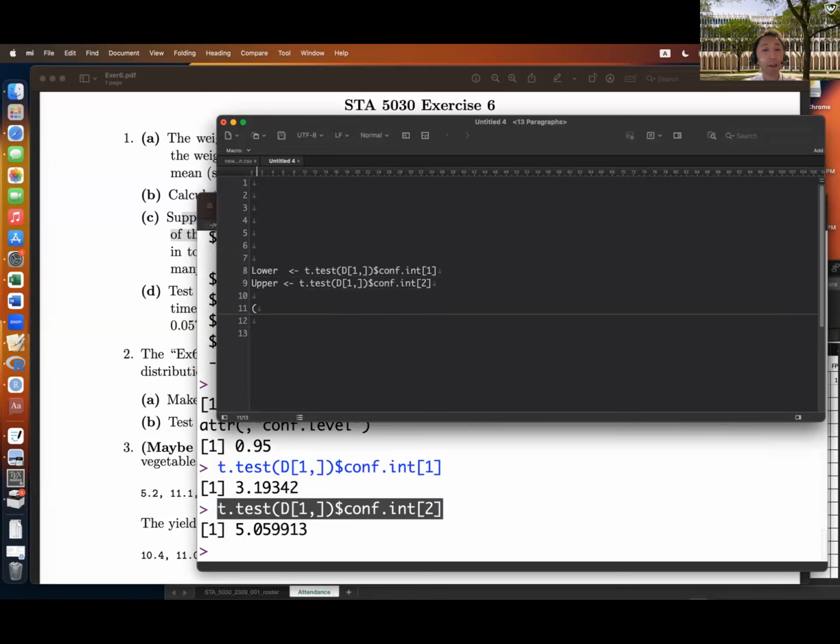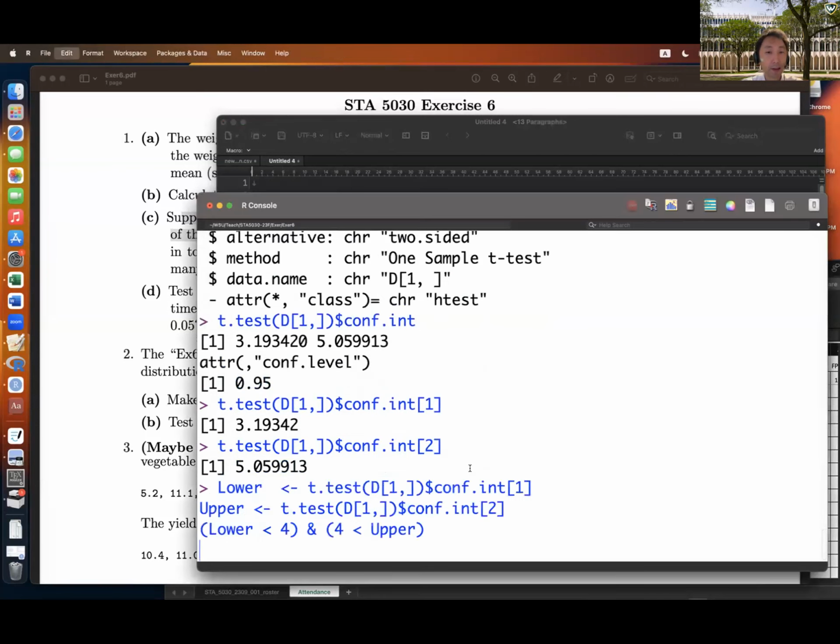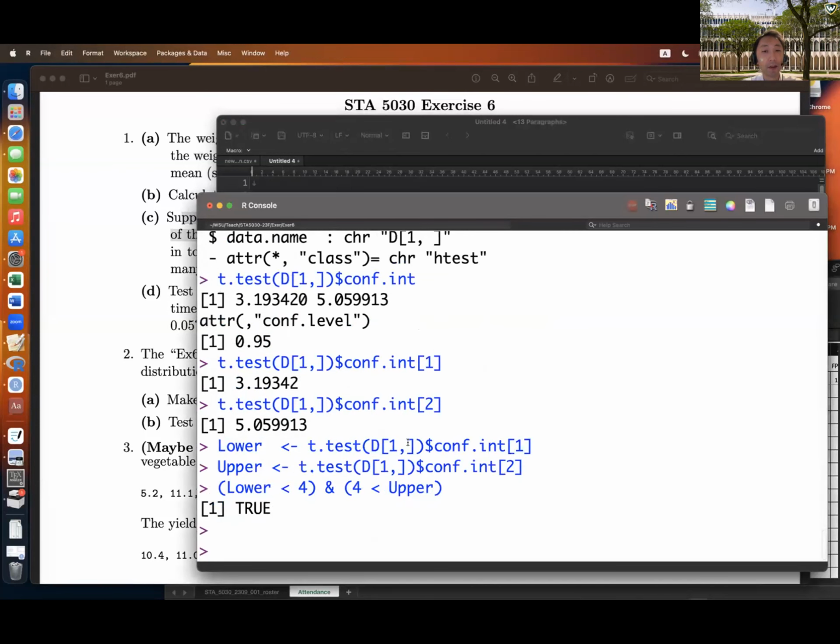That means the lower bound is smaller than 4 and the upper bound is larger than 4. So we want to see if this is true. If you run these 3 lines, then we can see if the 4 is included. In this case, the 4 is included, so it's true. So we want to count how many times this happens.